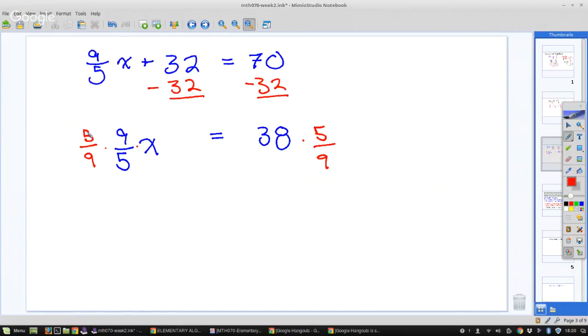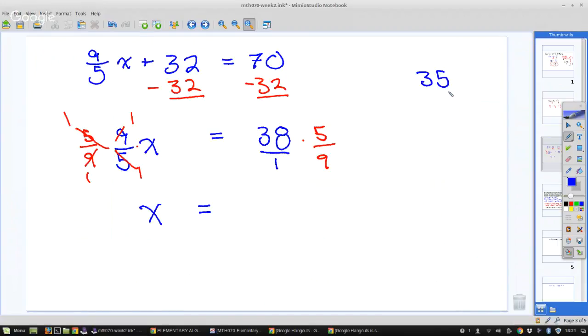So the whole point here is this stuff all cancels. 5 divided by 5 is a 1. 9 divided by 9 is a 1. So altogether what's left on that side is 1x. The other side, I've got a little work to do. So let's see, I can do that as 38 over 1. And 9 does not go into 38. So there's not too much I can do there except multiply 38 times 5.